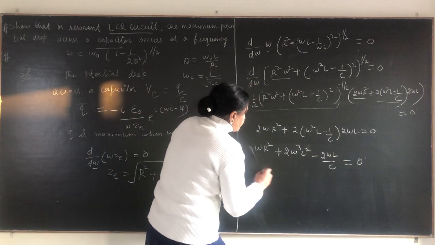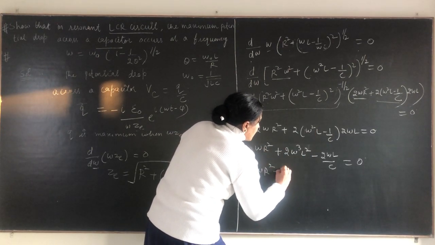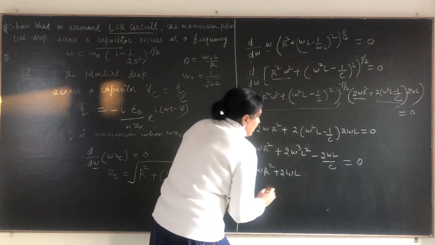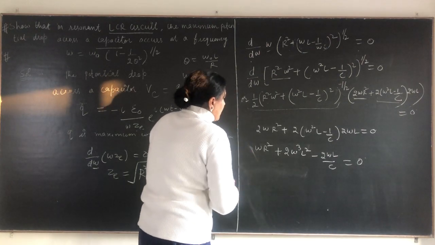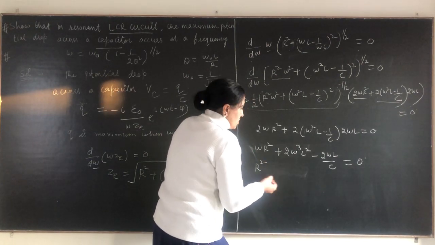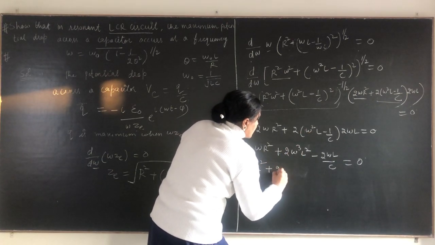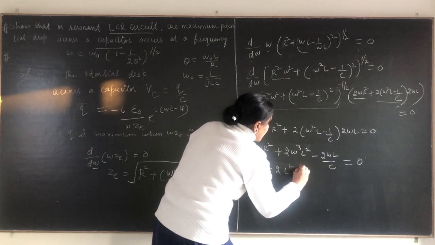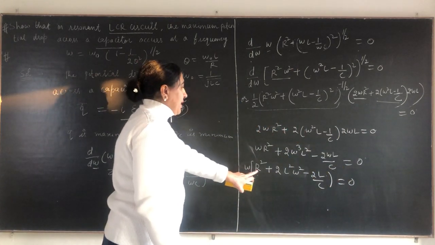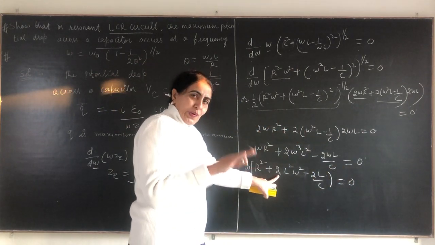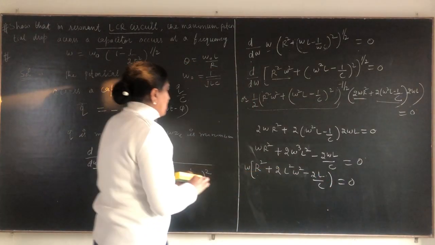Taking this whole term to one side, taking omega common. Omega is not equal to 0, so taking omega common: r square plus 2 L square omega square minus 2 L by c, that is equal to 0. Taking 1 omega common, r square plus, go slowly, plus 2 L square omega square minus 2 L by c, this is equal to 0.